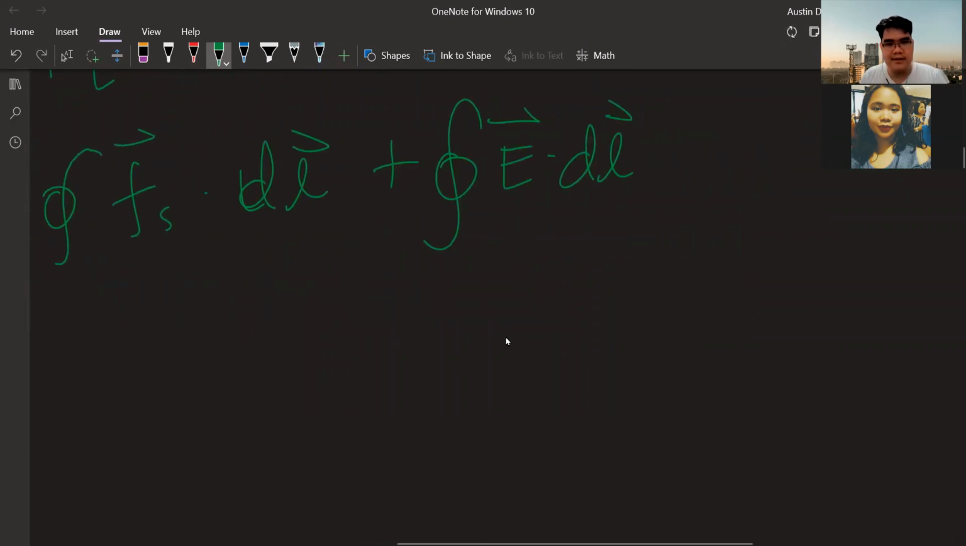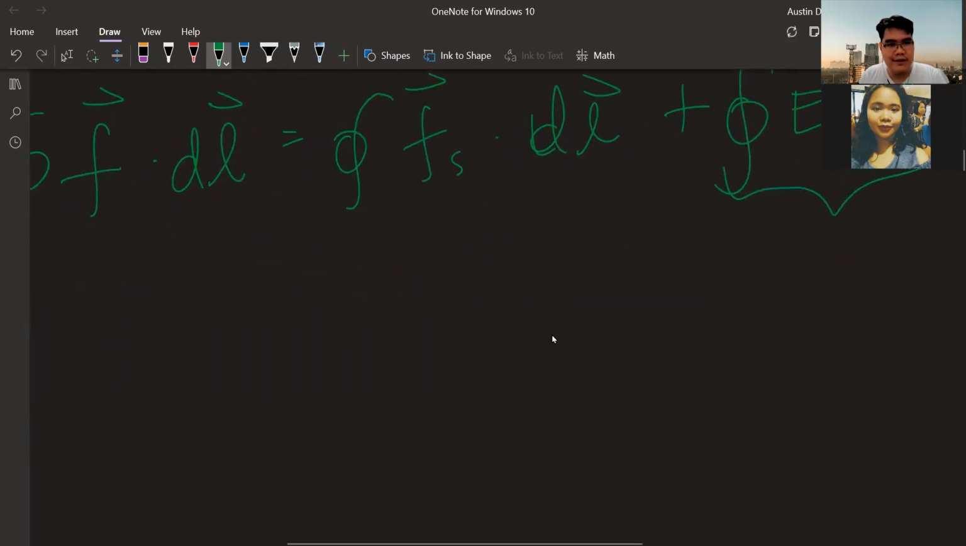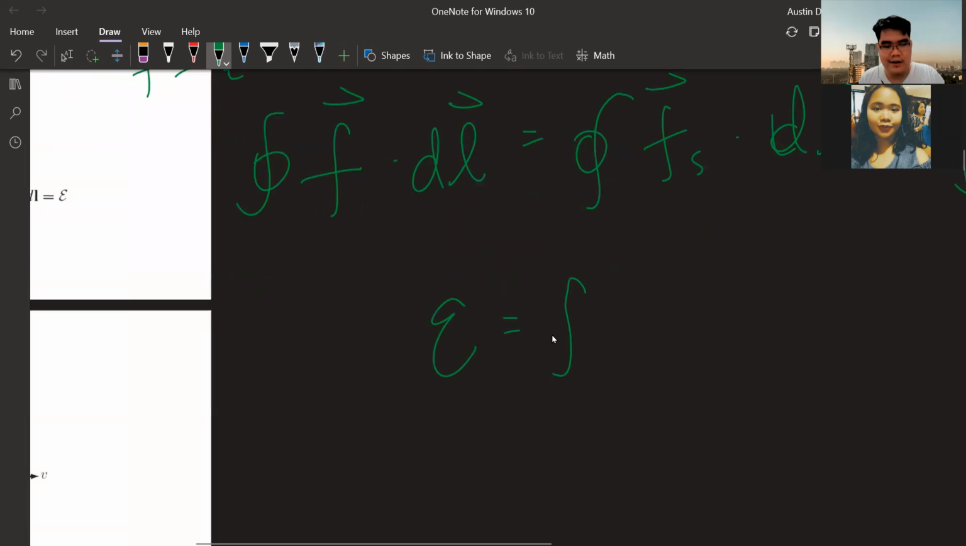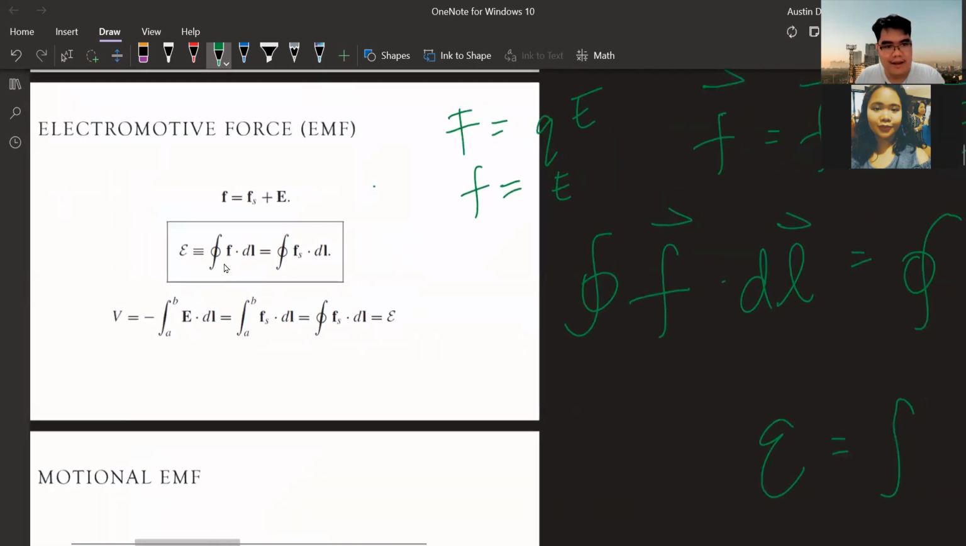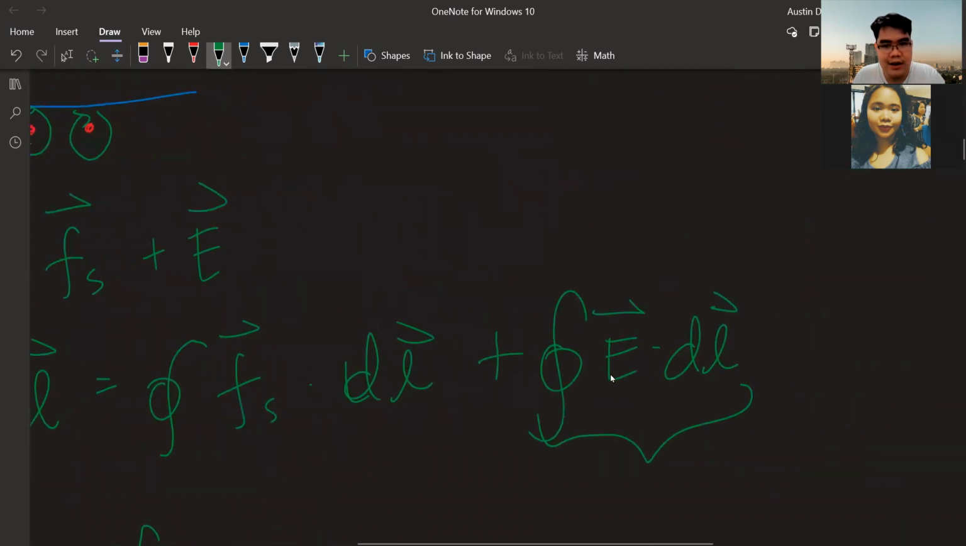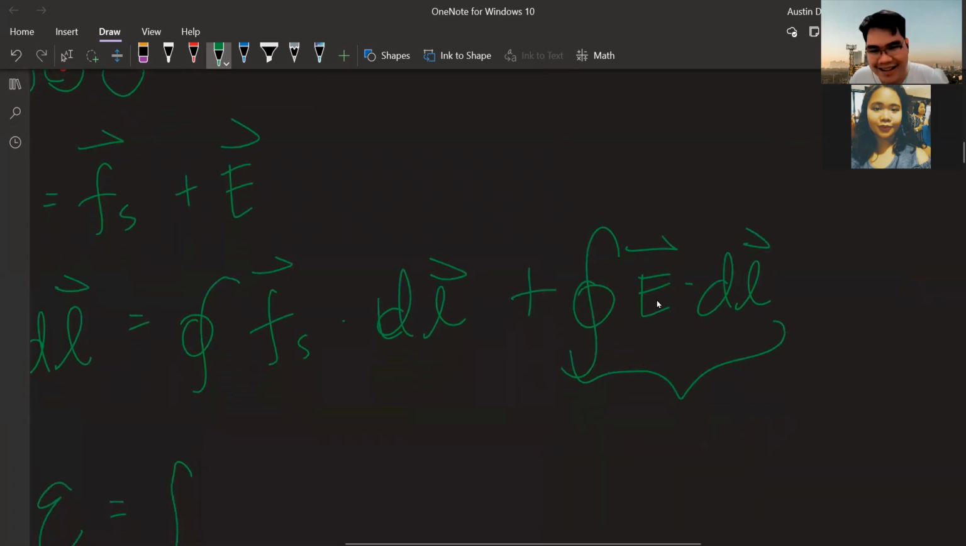What is this, guys? Zero lang 'to, di ba? Naalala nyo dati for electrostatic fields. So the electromotive force, we can define it as the capital epsilon. Tapos ito ay ∮F.dl, or from the supply itself, from the source itself, Fs. Kasi wala namang contribution yung E.dl. This is for electrostatic fields. Mamaya may madadagdag dyan.